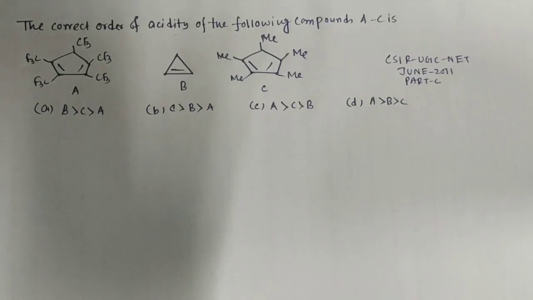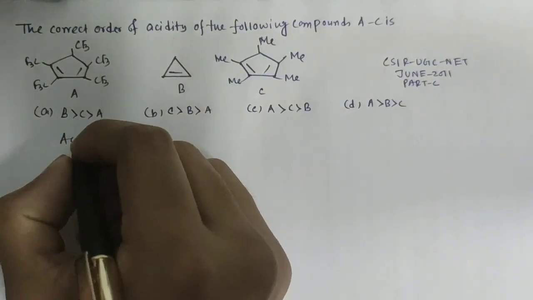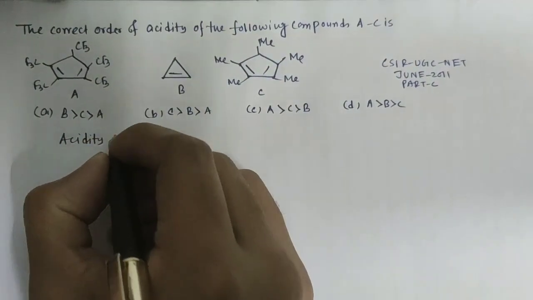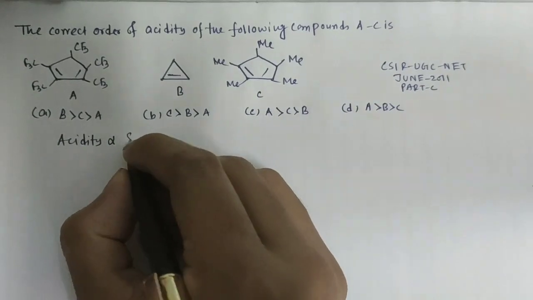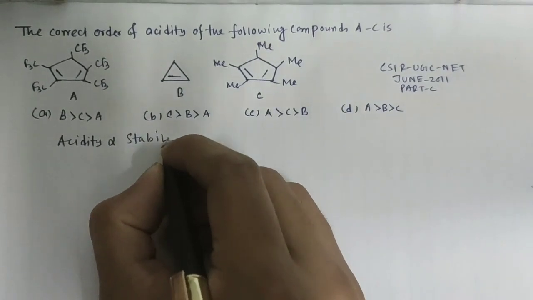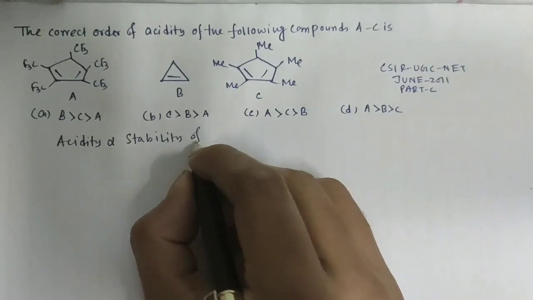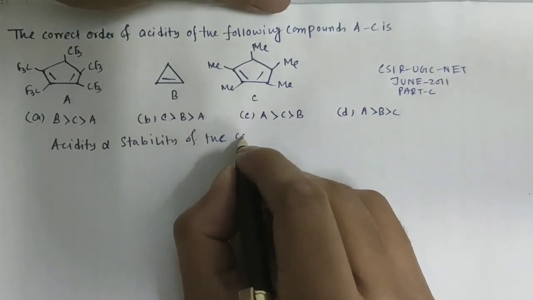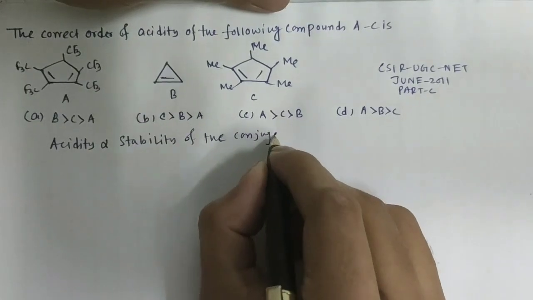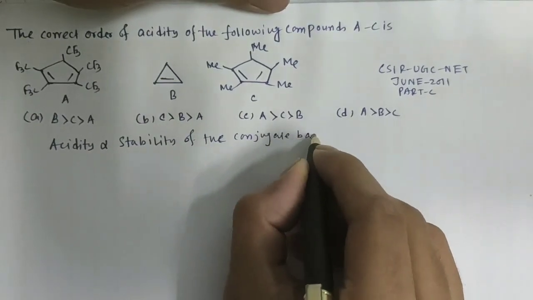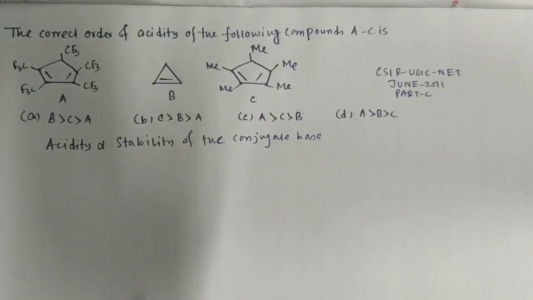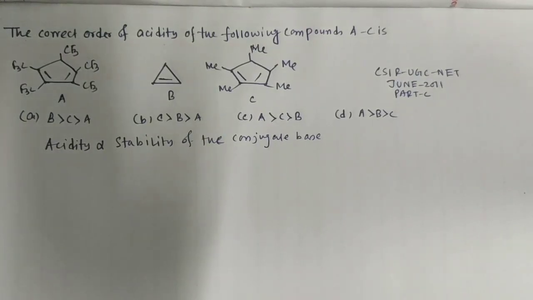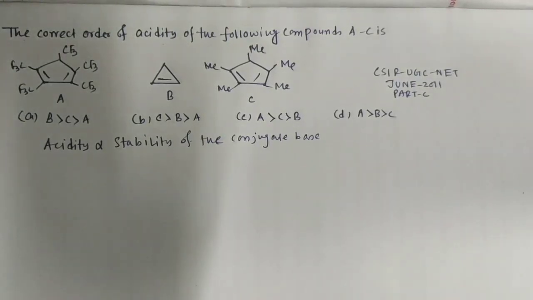Okay, so we know that acidity is directly proportional to the stability of the conjugate base. So let us first draw the conjugate bases of these three compounds.